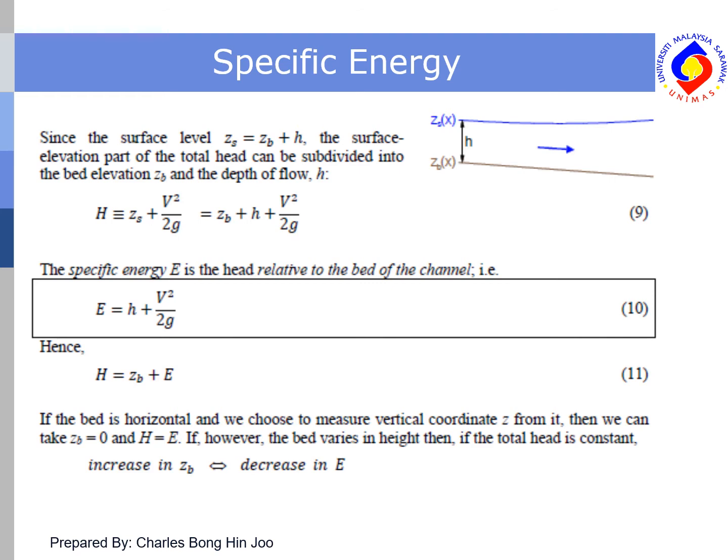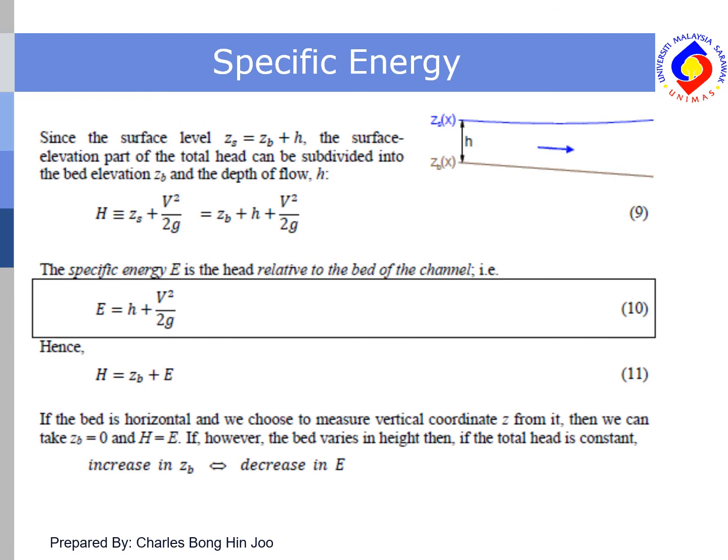So from there, we can get the specific energy. In this case, the specific energy is relative to the bed of the channel, so we actually remove the term Zb. Hence, we get E equal to h plus v square over 2g.